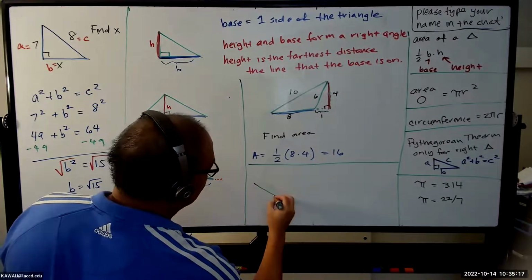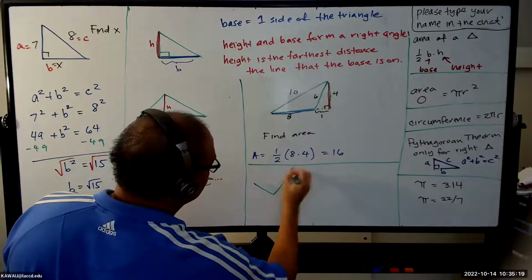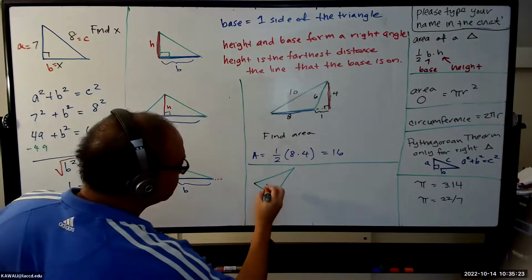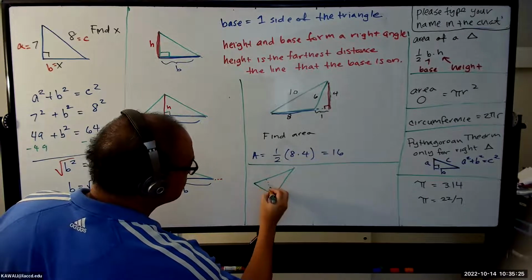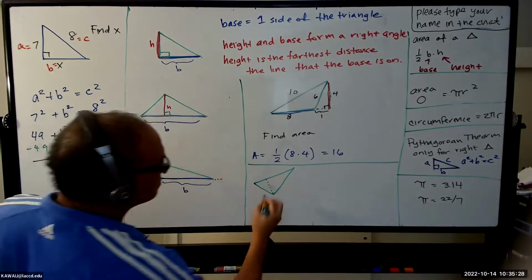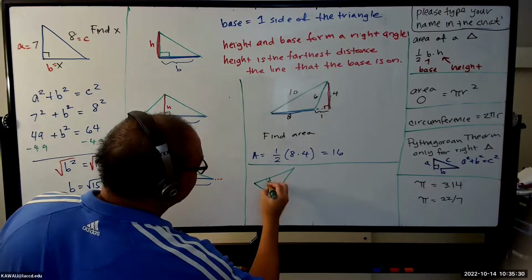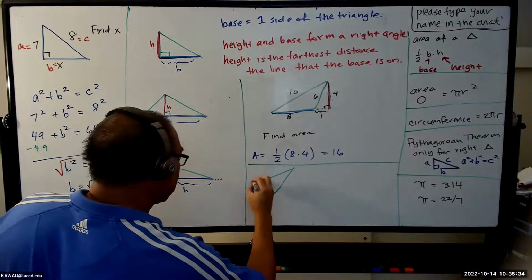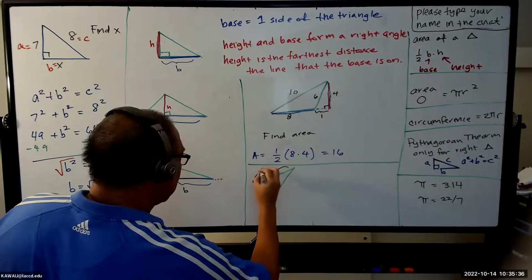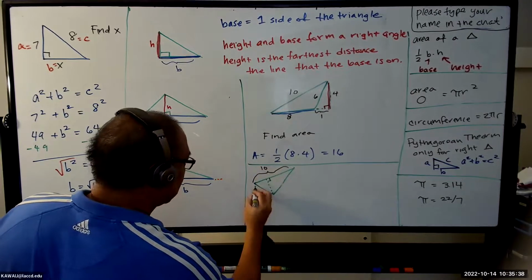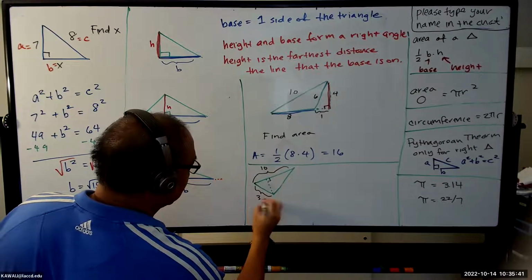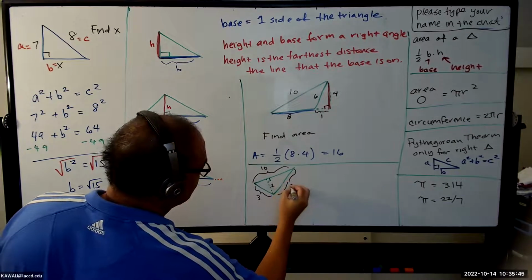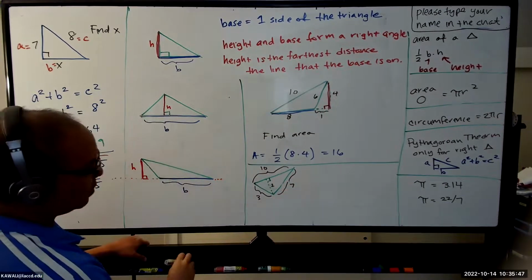Okay. Now sometimes they'll try to disorient you by making the triangle upside down, sideways, or diagonal. Okay. So this right here is 10, 3, 2, 7. Okay, give that one a shot.